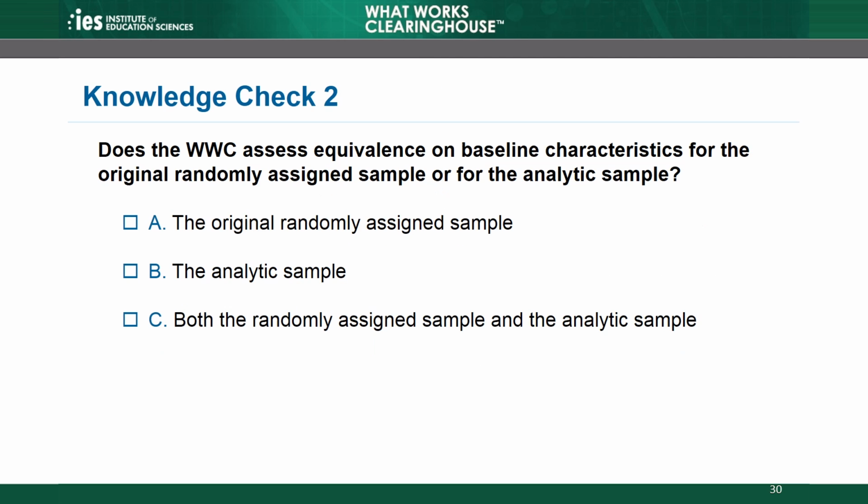Knowledge check 2. Does the WWC assess equivalence on baseline characteristics for the original randomly assigned sample or for the analytic sample? A. The original randomly assigned sample. B. The analytic sample. C. Both the randomly assigned sample and the analytic sample.